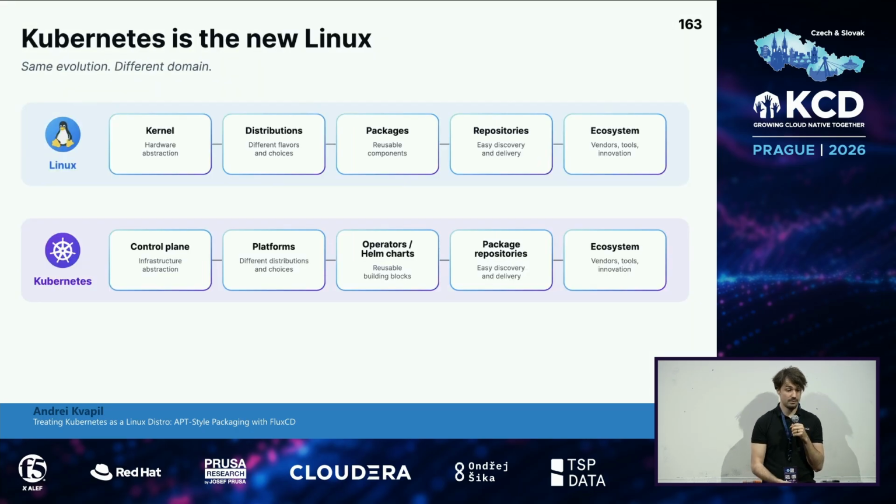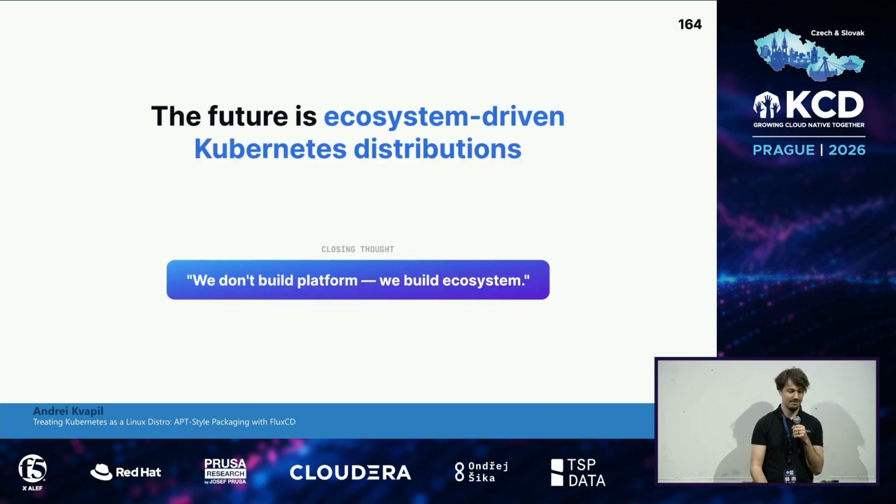So we can see that Kubernetes looks like a new Linux. It has the same development path. And my idea is that the future is ecosystem-driven Kubernetes distributions. So don't build platforms, build ecosystems.